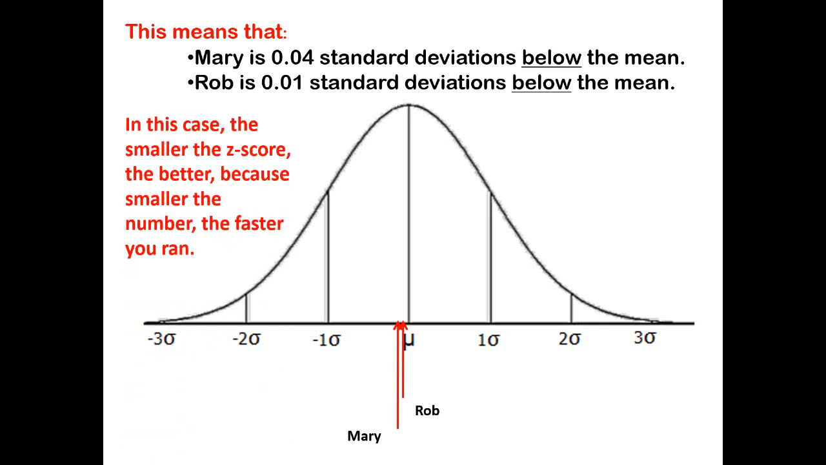So when compared to their group, we want a smaller z-score because we want that time to be smaller, meaning that you are faster. So Mary ran faster compared to her group. So there are going to be times where a positive z-score is quote-unquote better, and there are going to be times when a negative z-score is quote-unquote better.